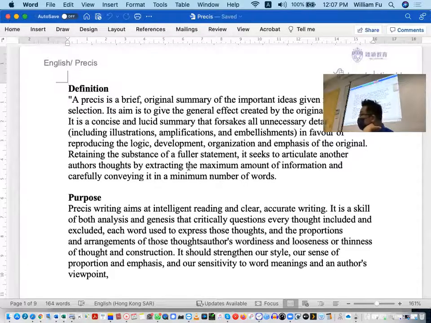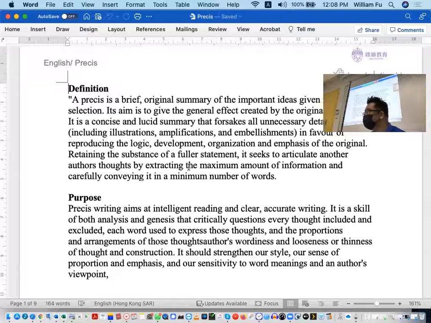Now, a précis is a brief, original summary of the important ideas given in a long selection. You should know the definition first. Its aim is to give the general effect created by the original selection. Usually, just like your secretary, your boss asks you to summarize something for him. You need to give him or her the essential stuff only. It is a concise and lucid, or clearly expressed, summary that forsakes all unnecessary details, including illustration, amplifications or embellishments. They are all gone.